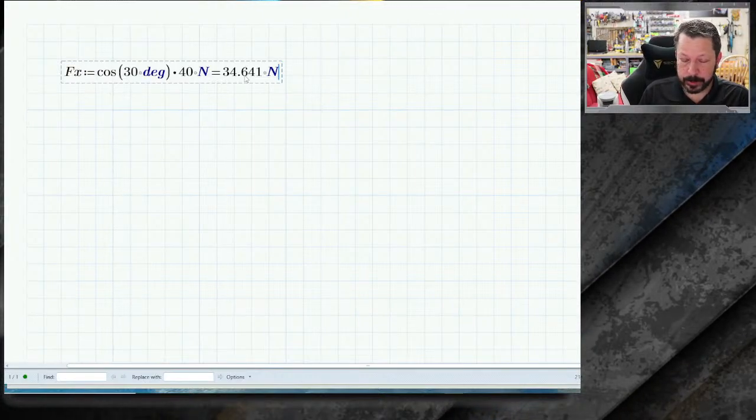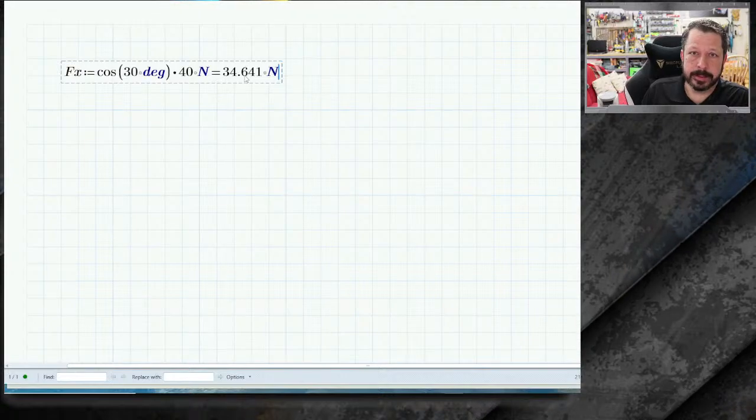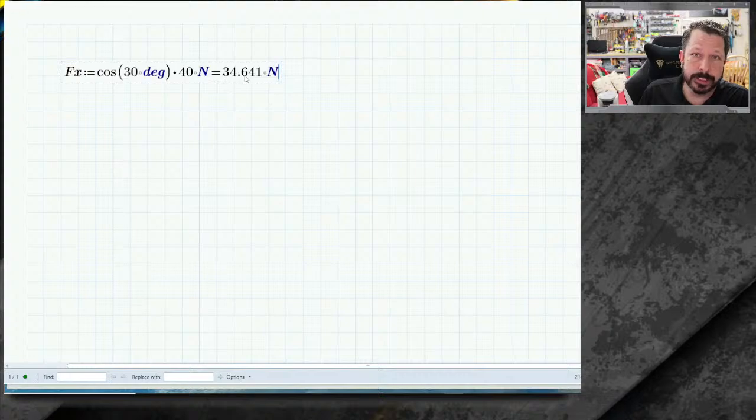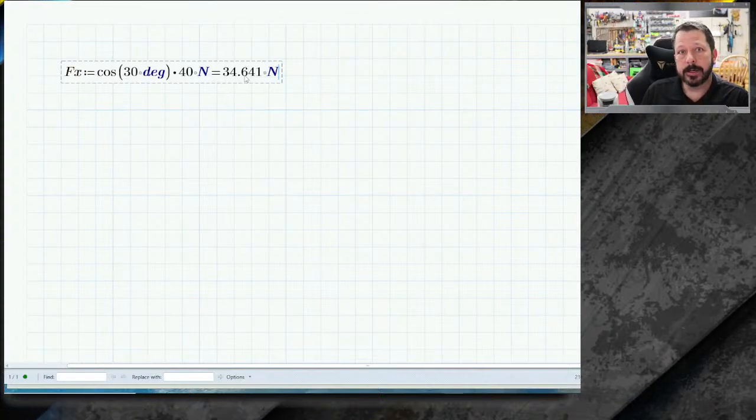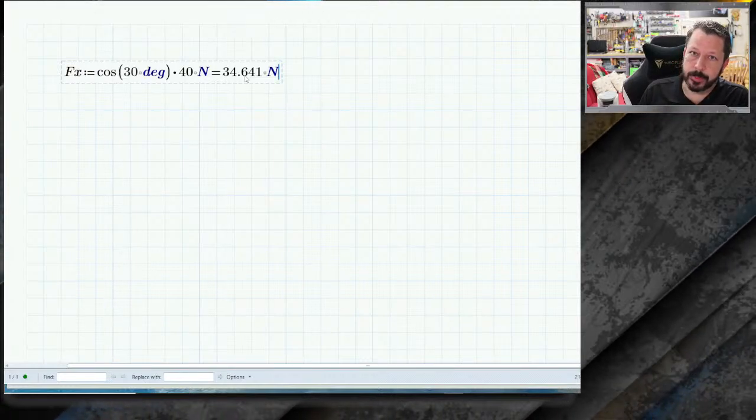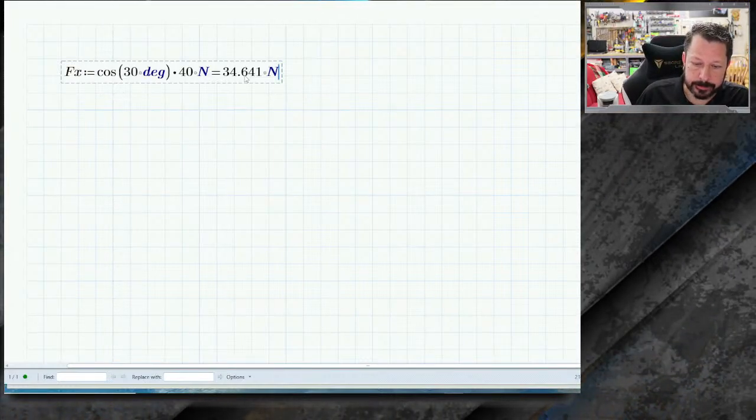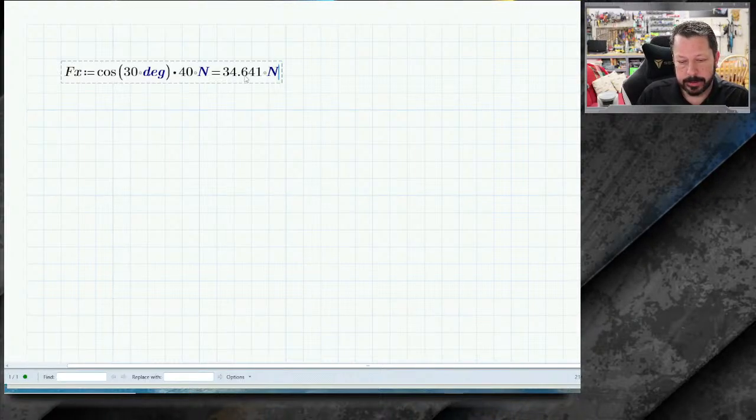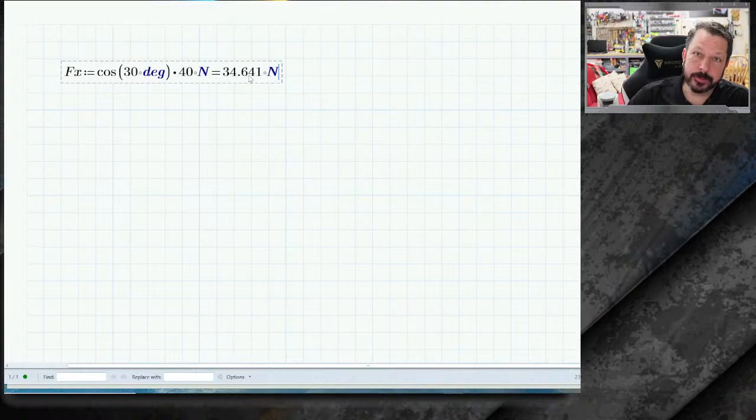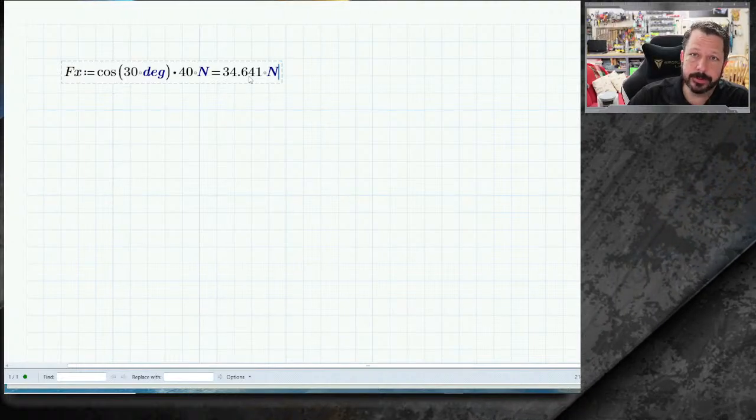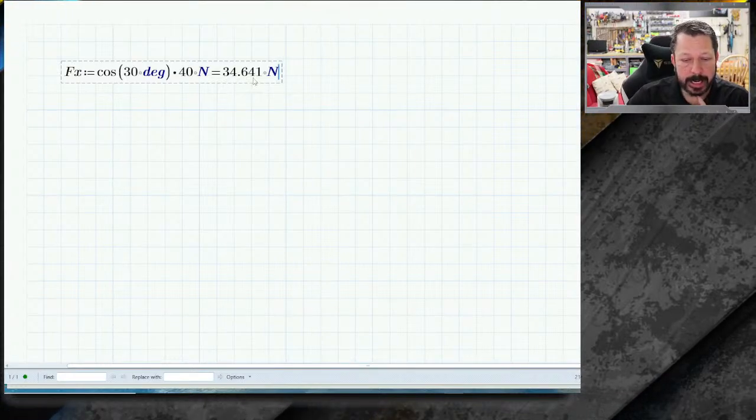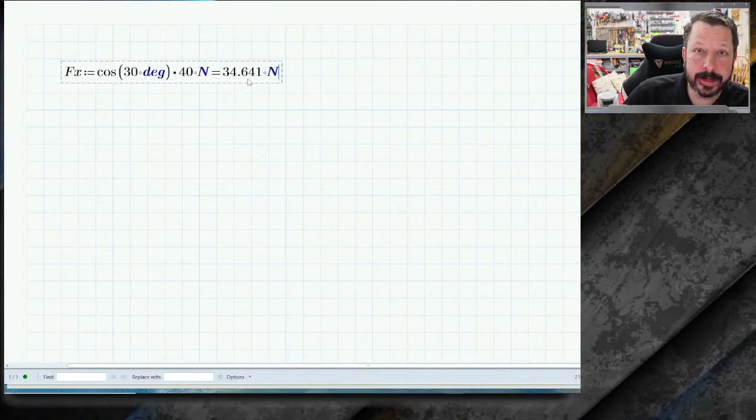Now, when you're doing your homework, WebWork does not like to round much at all. I think there's maybe like 1% rounding tolerance in there, but it doesn't like to round at all. So in WebWork, you're probably going to want to use a lot of decimal places. In real life, you go down to what's reasonable to either cut or measure, or what you can actually deal with. So I would call this 34.6 newtons and be fine.